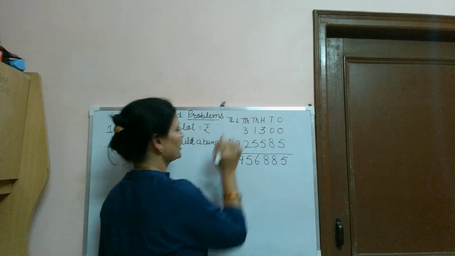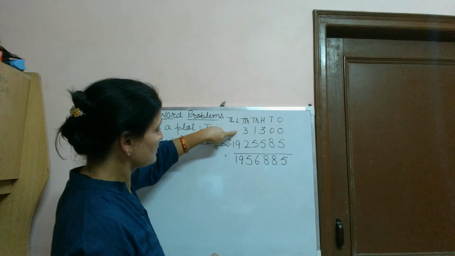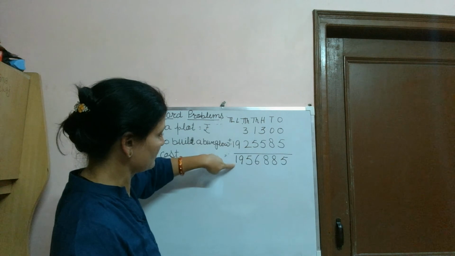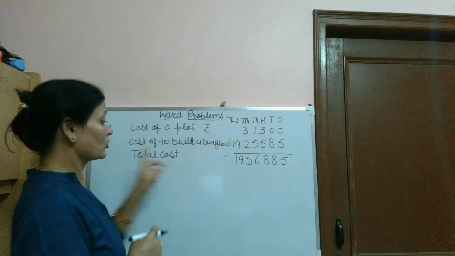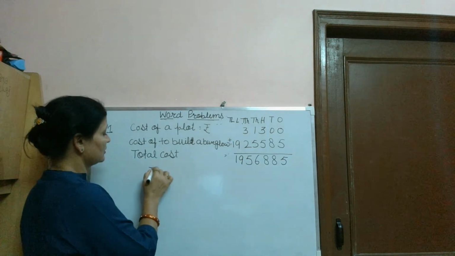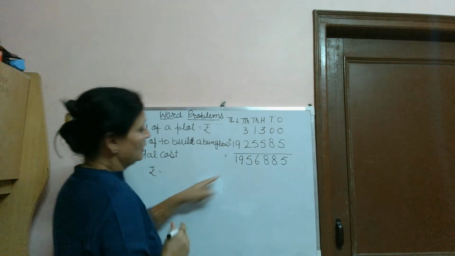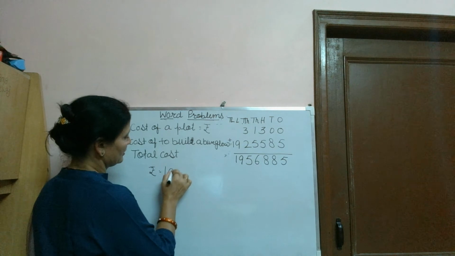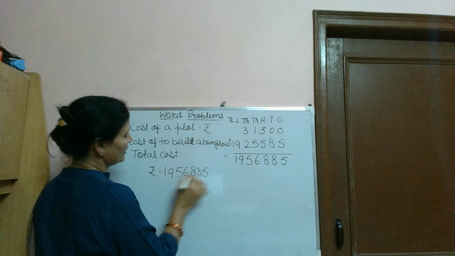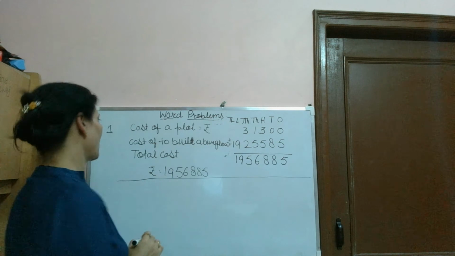Because there is no number below, we will write 0 and 0. 0 plus 9, 9. 0 plus 1, 1. The total cost of a plot and a bungalow is rupees 19 lakh 56,885 rupees.